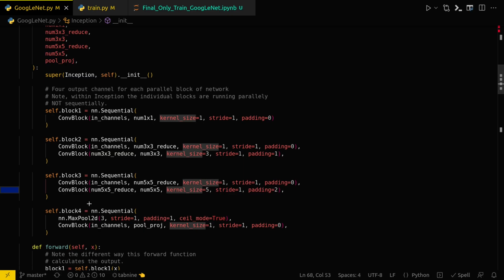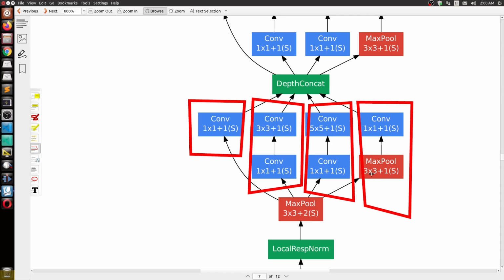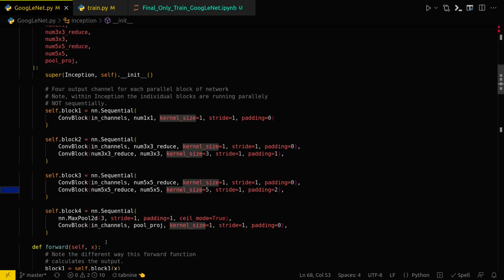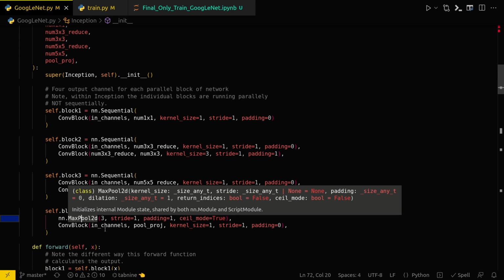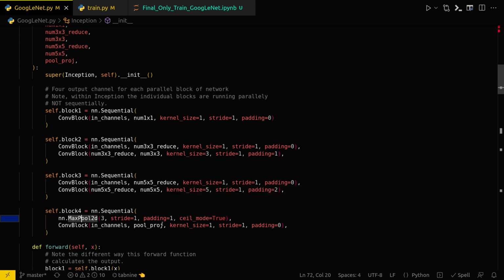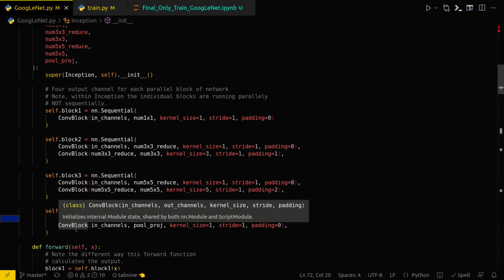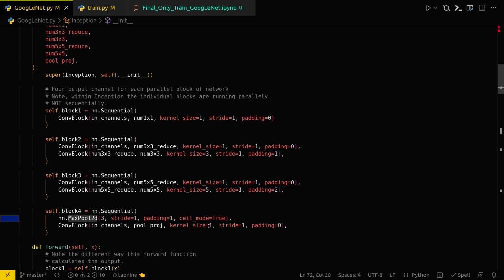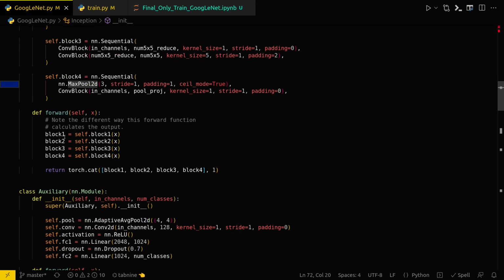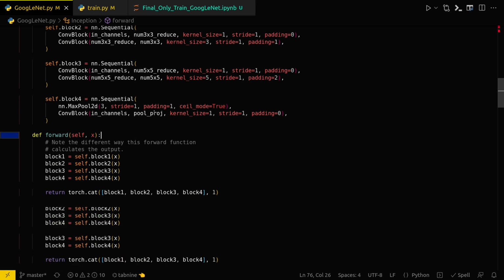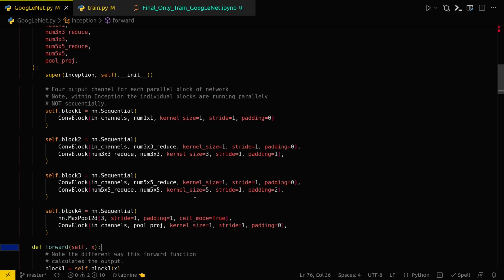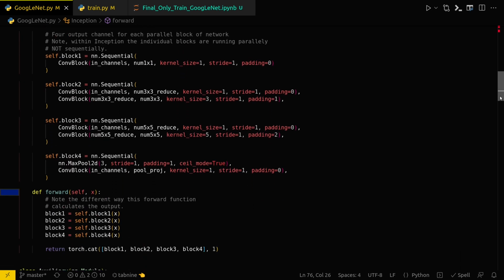And then the next block will be this one. Here first I have a max pool. The output of this max pool goes to the conv, and that's what I'm doing here. In block 4, first I have max pool, and the output of this needs to go to my conv block, which will be kernel size 1. And the forward function implements these calculations, but note the difference with other forward functions.